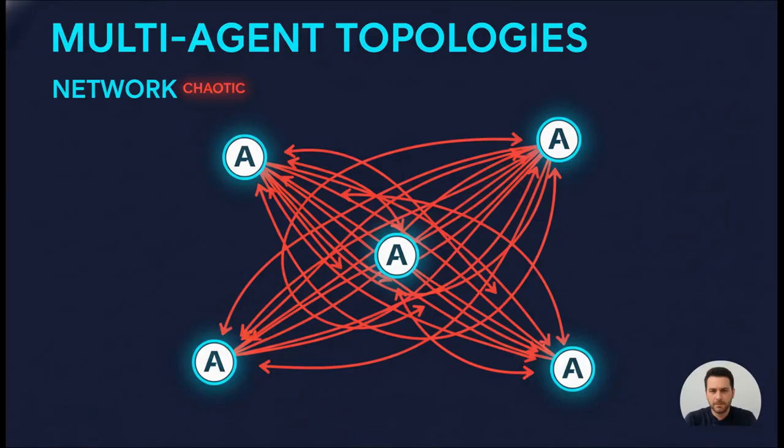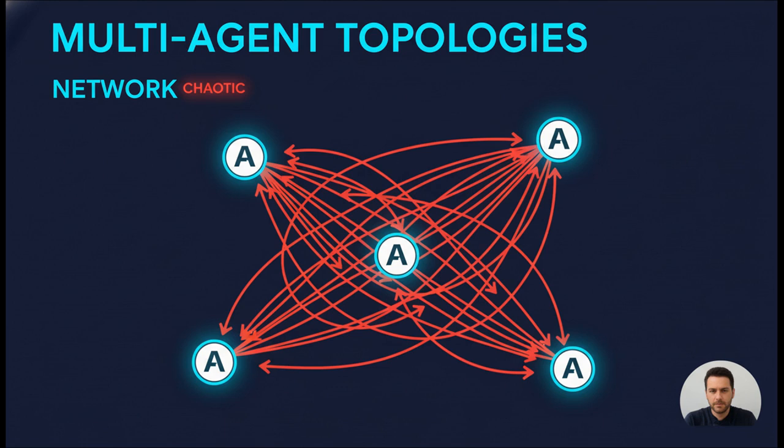So when you have multiple agents, how should they actually talk to each other? Well, there are three main patterns. A network is super flexible, but it can be chaotic and unpredictable. A supervisor is probably the most common pattern you'll see in production. You have a central router LLM that delegates tasks to specialized agents. It's predictable and way easier to debug.